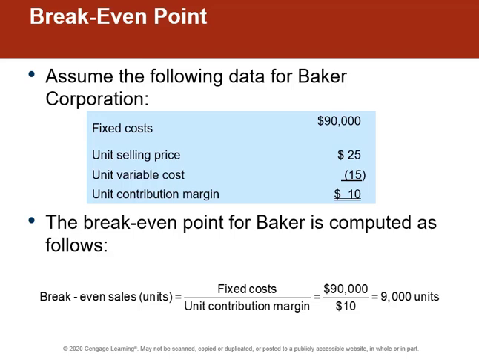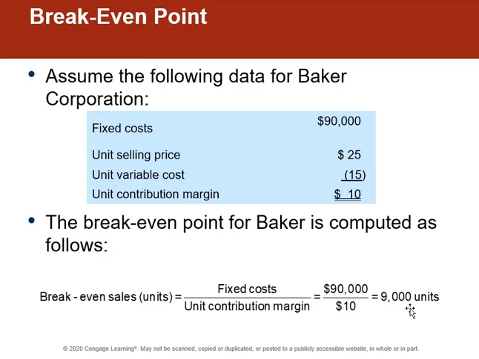So that means the unit contribution margin is $10 per unit. So we want to know, how many items does Baker have to sell in order to break even? Fixed cost of $90,000 divided by unit contribution margin of $10, 9,000 units. If they sell less than 9,000 units, they will have a net loss.